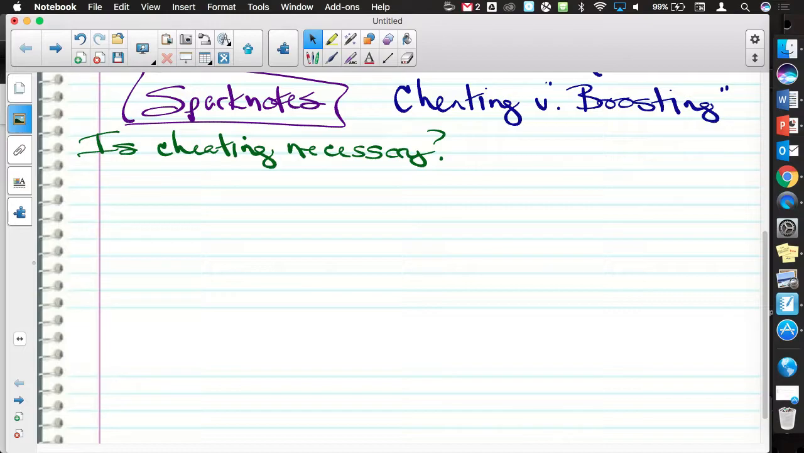I think if you're utilizing your resources, like if Spark Notes or the answers in the back of the book are given to you, I think the point is to learn, and that's a way to learn. That's the point of school. So if it's there, just use it.